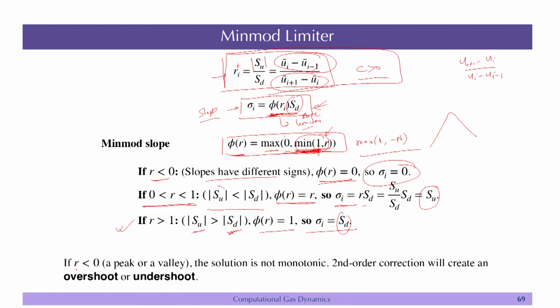So, this is the same thing. When r is less than 0, this is not monotonic, and then the second order reconstruction will create an overshoot or undershoot that we want to avoid. So, this is only at a peak or a valley.